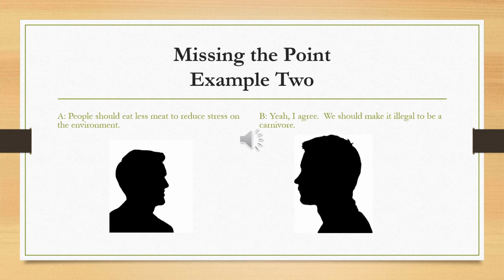And here again, we have person B missing the point. Once again, person A says people should eat less meat to reduce stress on the environment, and person B says, yeah, I agree, we should make it illegal to be a carnivore. Well, that's not really A's point. A's point is that we should reduce meat consumption, and this would lead to less farming and less stress on the environment, less water use. He's not saying anything about making it illegal, but that's the conclusion that B draws, which is an extreme and kind of a bizarre conclusion.